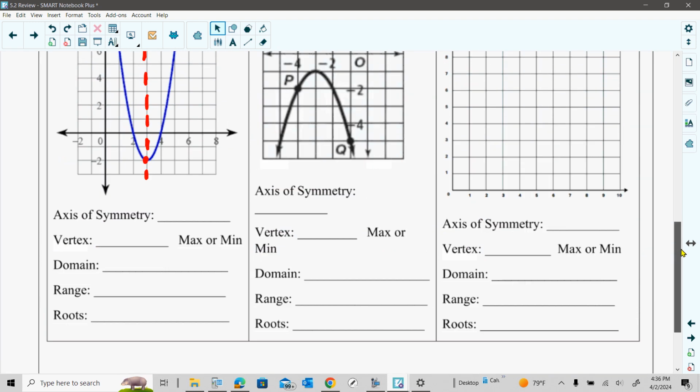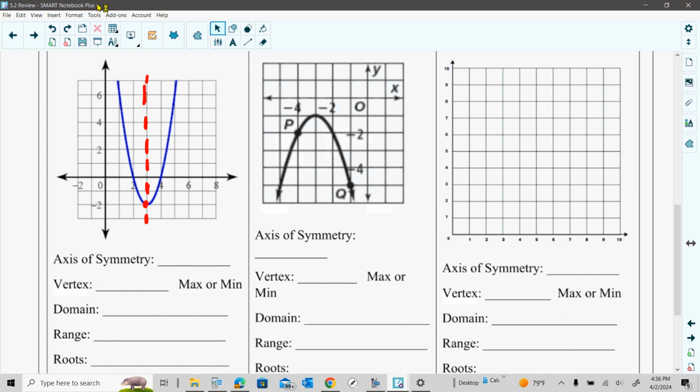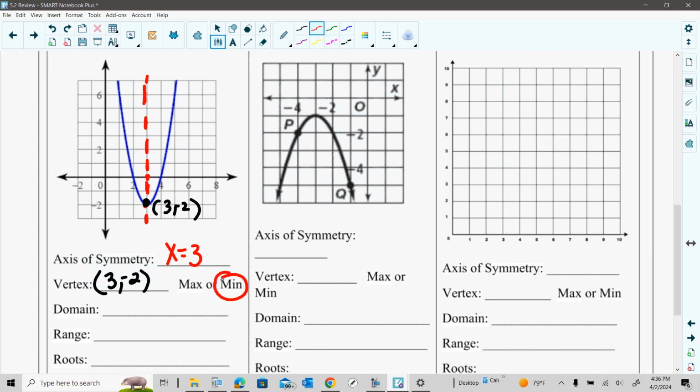All right. So I can see where this vertical line touches the x-axis, and it touches right here. So this would be x equals 3. The vertex is the actual ordered pair of this point right here, and that would be 3, -2. And I can physically see this is the lowest point of my parabola, so this is a minimum.